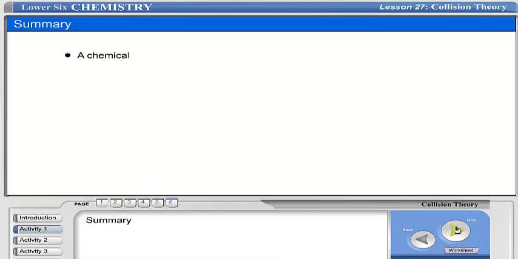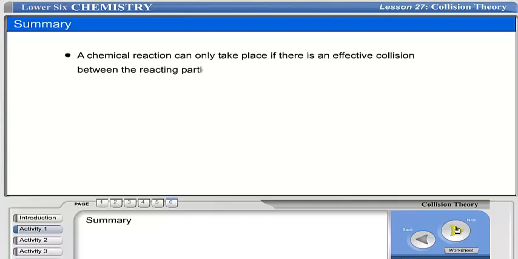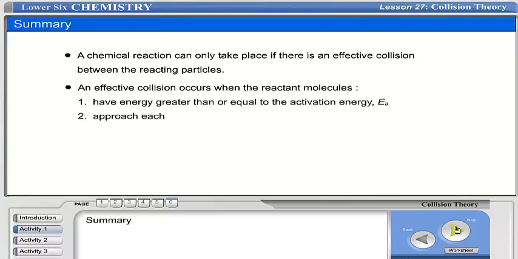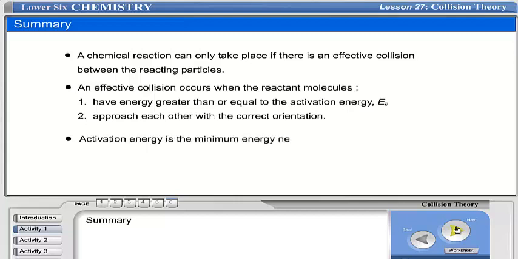A chemical reaction can only take place if there is an effective collision between the reacting particles. An effective collision occurs when the reactant molecules: 1. Have energy greater than or equal to the activation energy EA, and 2. Approach each other with the correct orientation. Activation energy is the minimum energy needed by the reactants to form the activated complex.